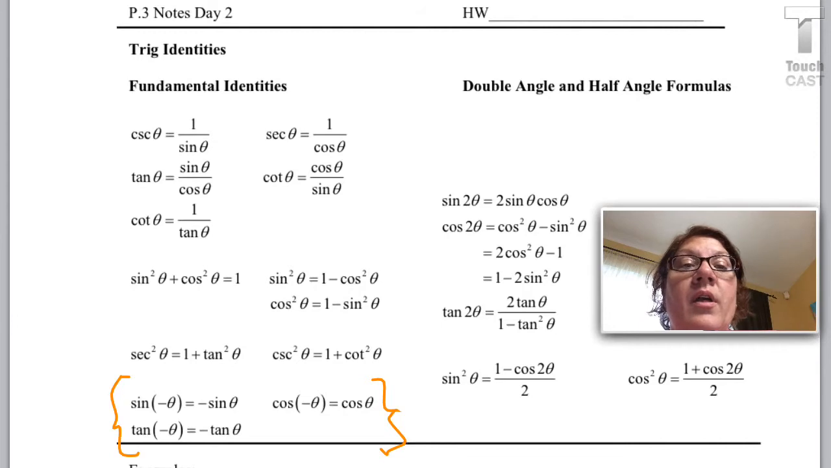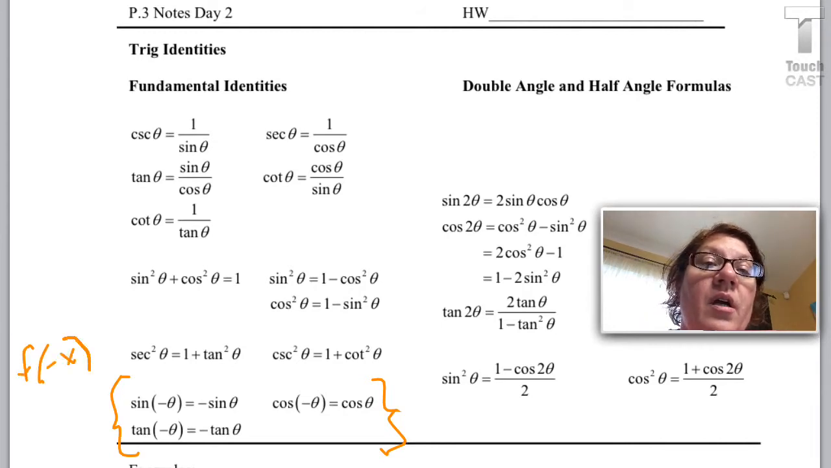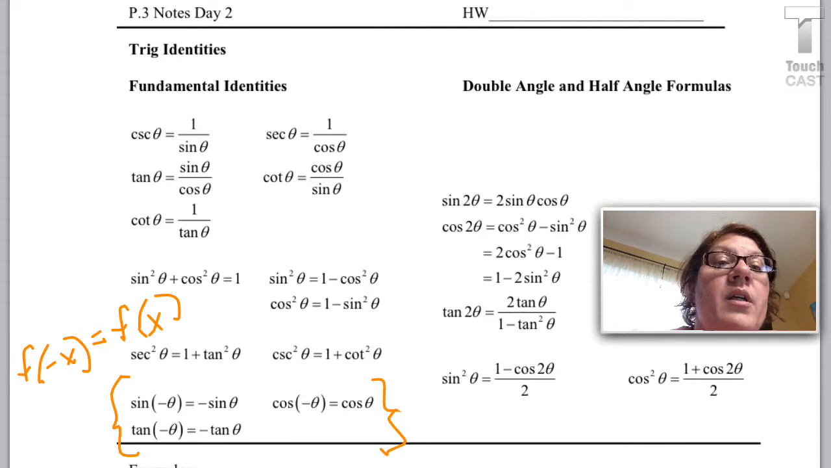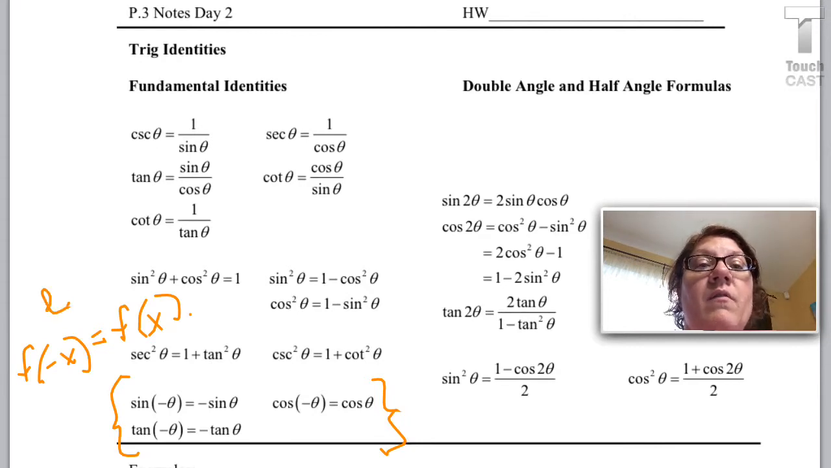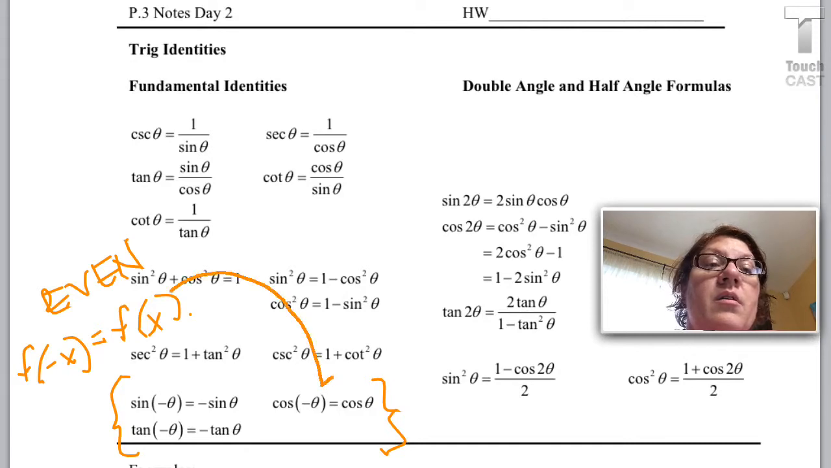And so remember, in order to tell if it's even, if I plug in negative x, I should still get the same value for y. I notice on here I forgot to write even. And so I notice, oh, look at cosine. If I plug in negative theta, I still get the same value as for positive theta.